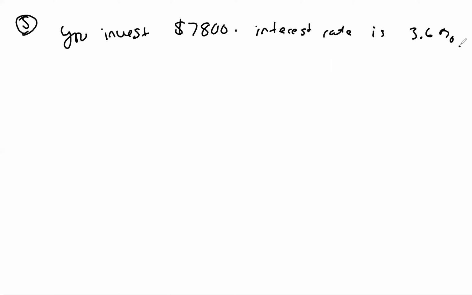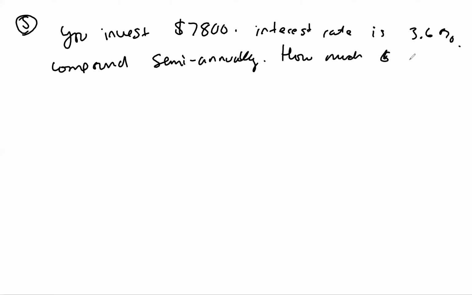You have a lot of money because you're investing a lot. So you invest $7,800 and your interest rate is 3.6%. It is compounded semi-annually. And the question is, how much money do you have after 6 years?